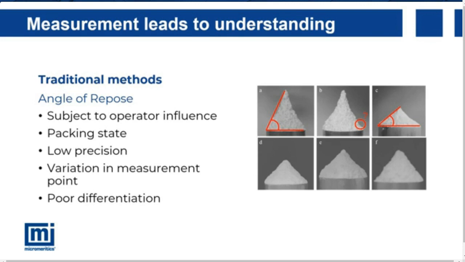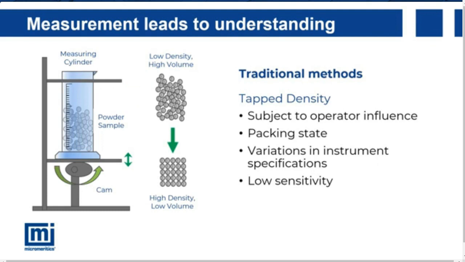These questions render this approach liable to large amounts of judgment and estimation, which in turn lead to poor precision, poor repeatability, and poor differentiation between similar but not identical samples. In a modern science-driven world, we need more reliable data sets if we are to understand what is a complex problem. Next, we have the tapped density measurement, which is still widely used across industry. Although this method is able to achieve improvements on the angle of repose measurement that we just saw, it still suffers from many of the same drawbacks.